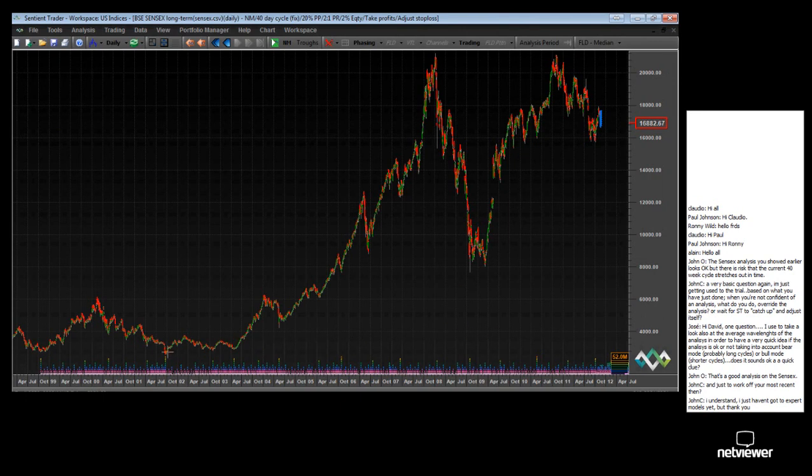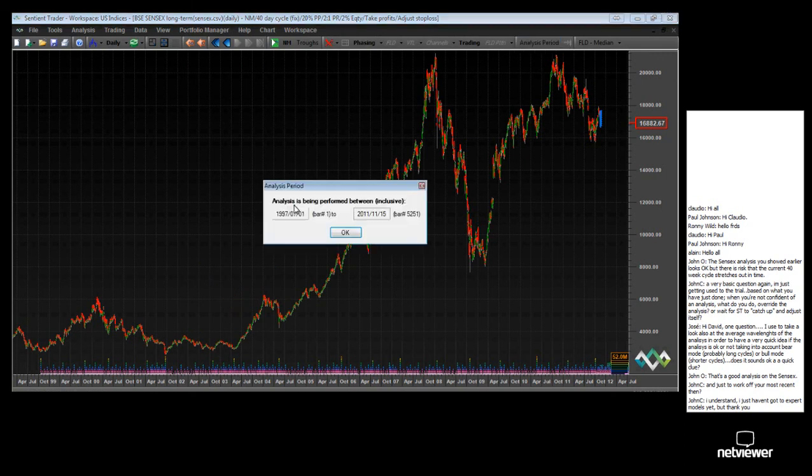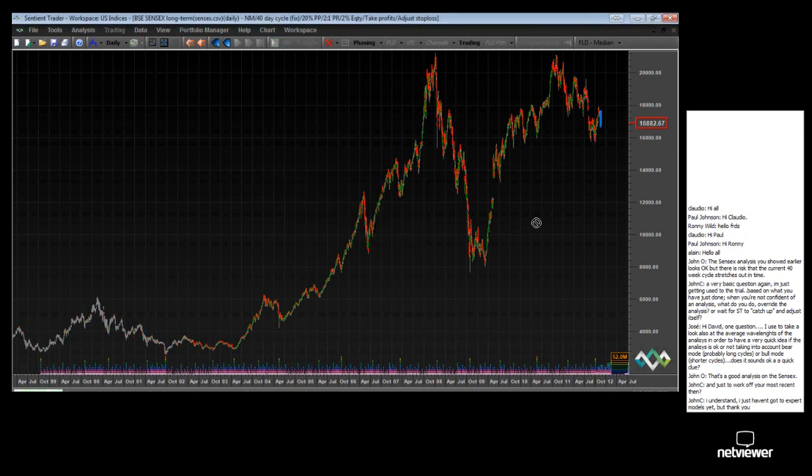All right, great. And John says that's a good analysis on the Sensex. Good, yes. I think that final analysis that I showed on the Sensex is finally the analysis that really works. Just to go back to John C's question, here I've got an analysis which, when I looked at it, I didn't really like, so I changed it. So then you would change the start period to perhaps 1780.